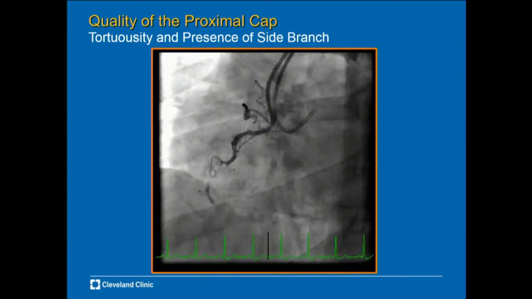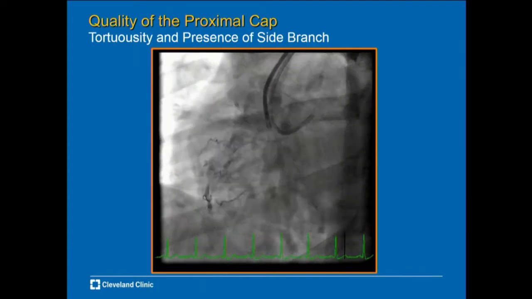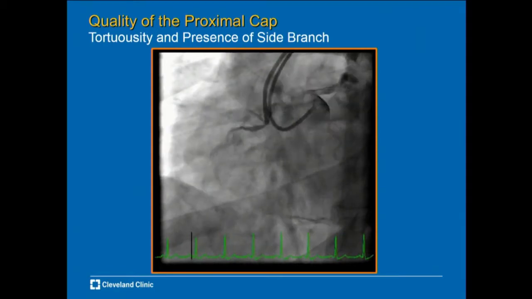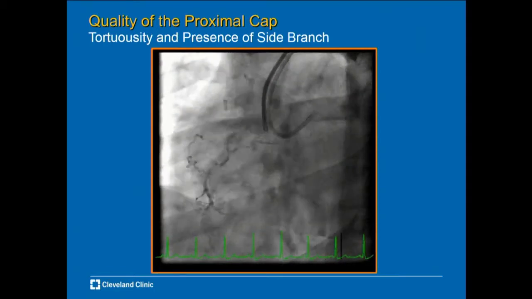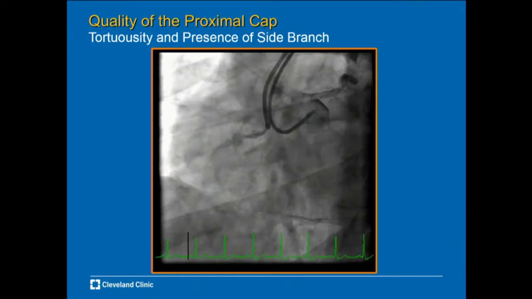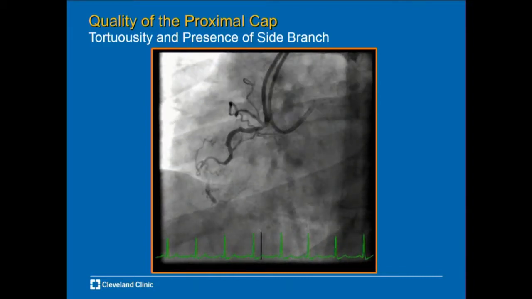This is another issue you have to take into account. This is a patient with a blunt cap, side branch, unfavorable, and also a lot of tortuosity proximal to the cap. So this may make it difficult to advance equipment and to have adequate support. These are things to plan for as you perform your intervention.